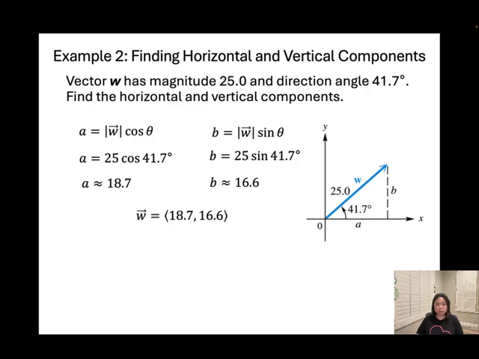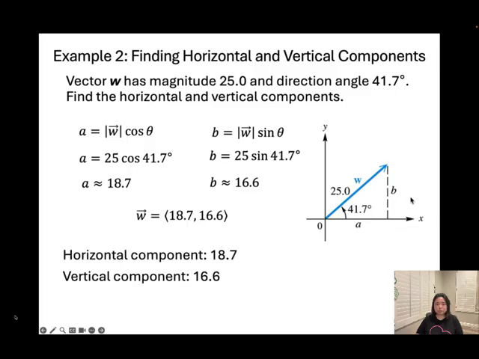And then they want us to find the horizontal and vertical components. So a will be equal to 18.7, which is the horizontal component, and then b will be the vertical component, which is 16.6.